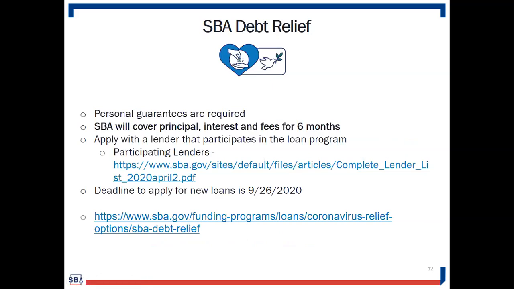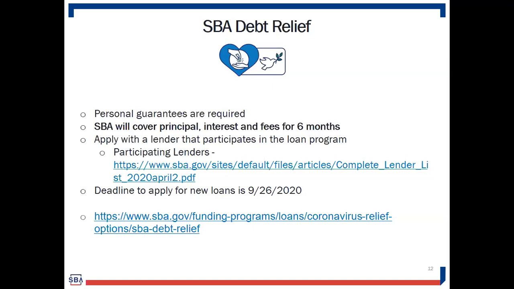So as you can see there, in the case of these programs, because they are following the regular rules, they do require personal guarantees. As a general rule, that's always the way it is with SBA's guaranteed lending, that we require personal guarantees on the loans. So the way this program is working is that SBA will cover the principal, interest, and fees on the loan for a period of 6 months.